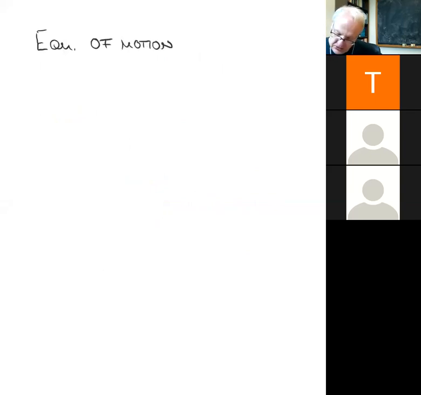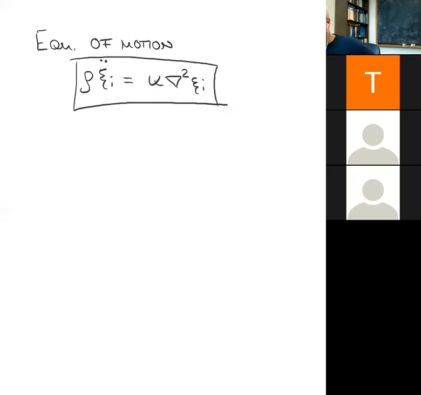Well, it's just a regular Newtonian kind of equation of motion, which is rho psi double dot. And the other term we can integrate by parts so that we get kappa gradient squared of psi_i. So that's the equation of motion. Okay. And then you can immediately see that this will have solutions that are kind of wave-like.